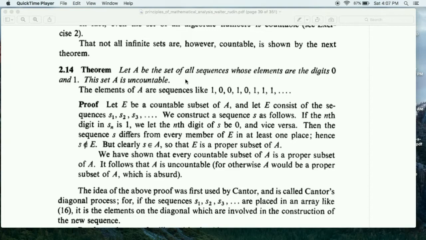But there exist infinite sets which are not countable, like real numbers, complex numbers, and so on. How do we show that? Now, consider a set A, the set of all sequences whose elements are the digits 0 and 1. So, a binary kind of sequence. Only two possible values, 0 and 1. So, elements of A are sequences of this form: 1, 0, 0, 1, and so on.